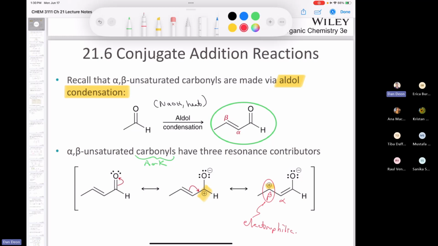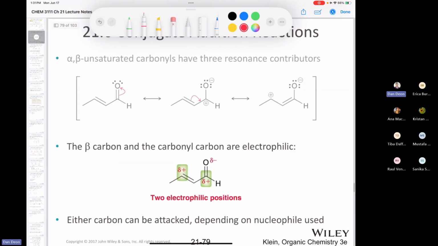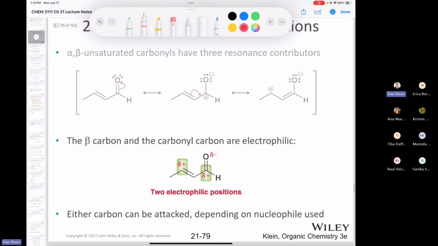All right, so what's the big deal? Well, check it out. Now either carbon can be attacked. You see both of these carbons, they have the delta pluses. That's the beta carbon, and this is the carbonyl carbon. Depending on the type of nucleophile, you can attack either one. So you can literally go to the cupboard and choose your nucleophile.